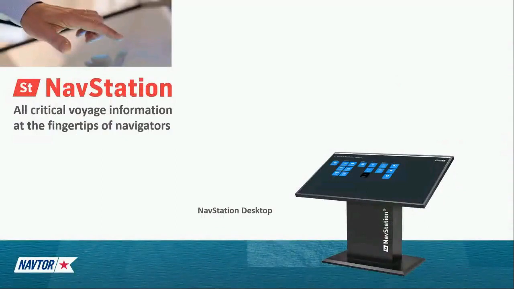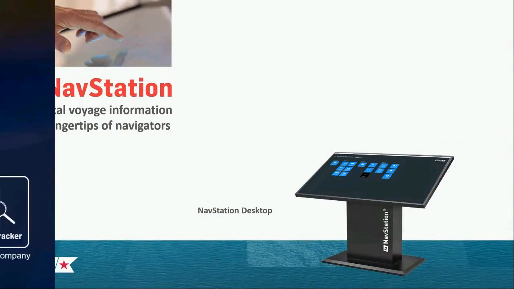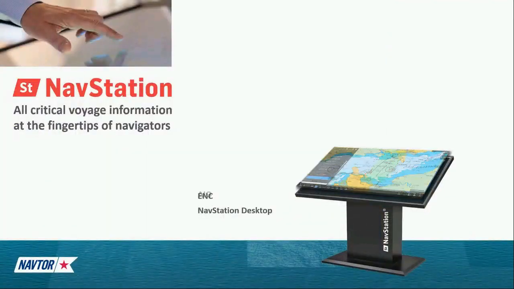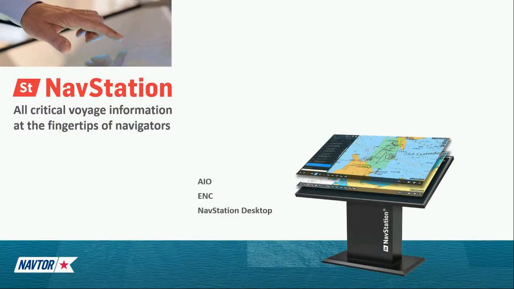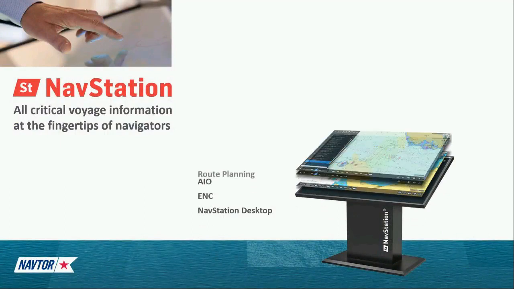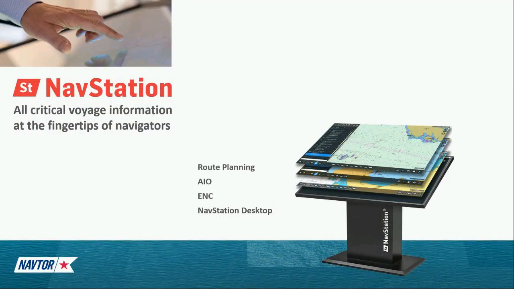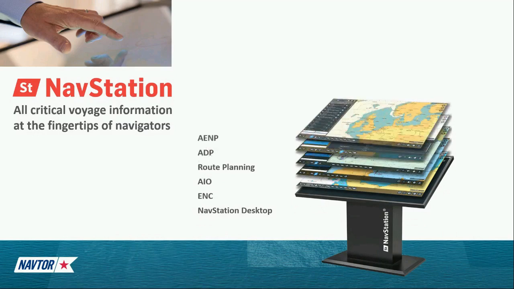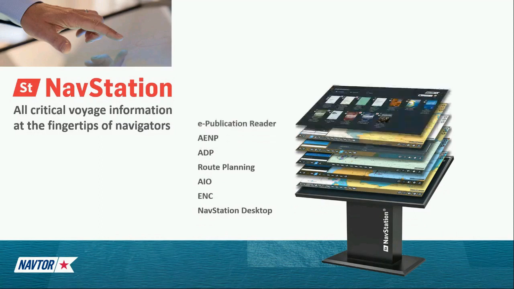So today I'm going to go through, obviously we talked about Nav Station. And Nav Station, as Børge mentioned, is geo-referenced layers that live on top of the Nav Station desktop. So we start with the ENCs, we overlay the Admiralty Information Overlay. We saw last time route planning being done on both the ENC and in Nav Station. I demonstrated ADP and AENP, the digital sailing directions. We discussed the e-publication reader.